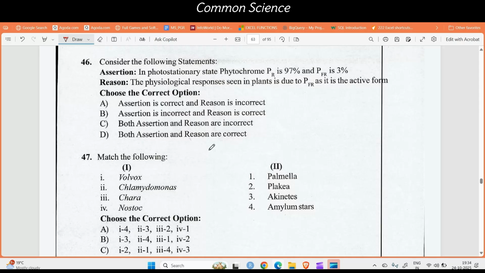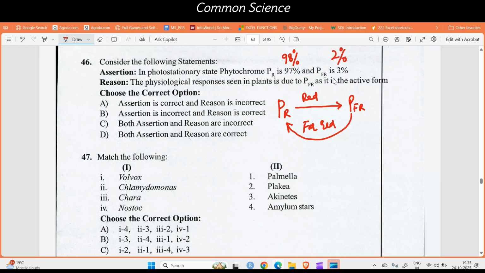In photostationary state, phytochrome PR is 97% and PFR is 3%. This is correct. If you look at phytochrome, it is present in two forms. PR form is changed into PFR form by red light, and by far red light, this PFR changes back to PR. At the photostationary phase, in Trueman and Tiger, it is written as 98% and 2%, so it's more or less the same. So in photostationary state, phytochrome PR is 97%, and this assertion is correct.